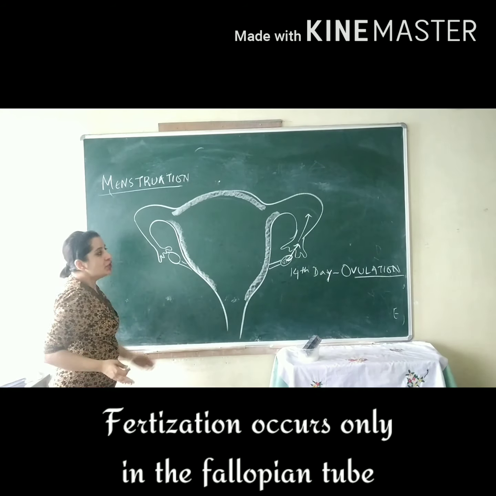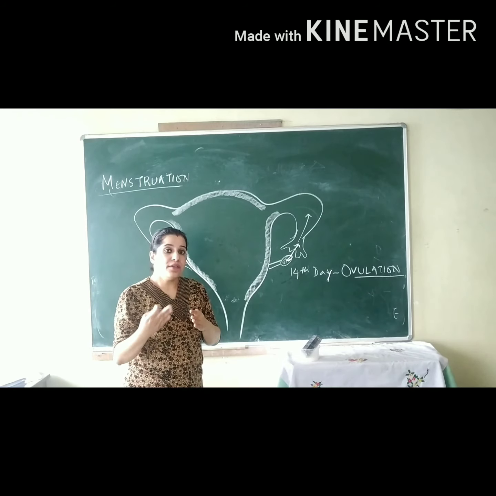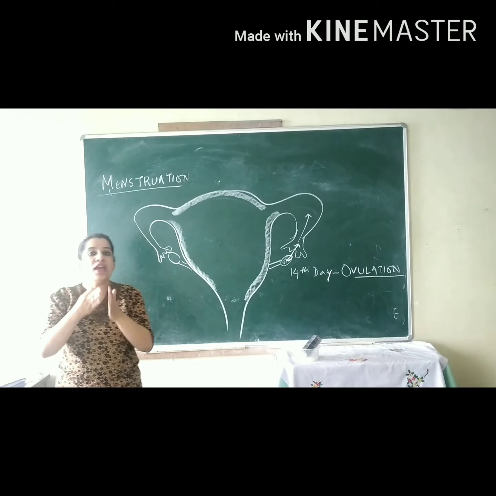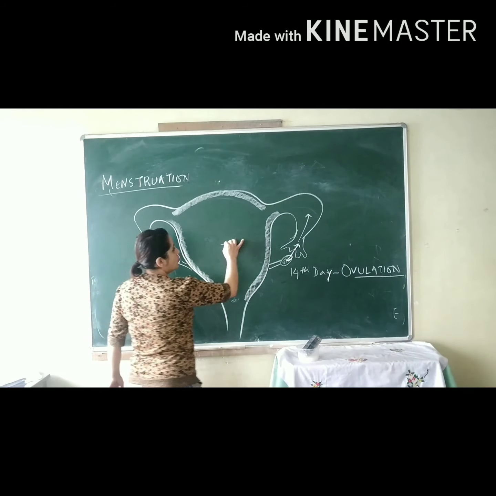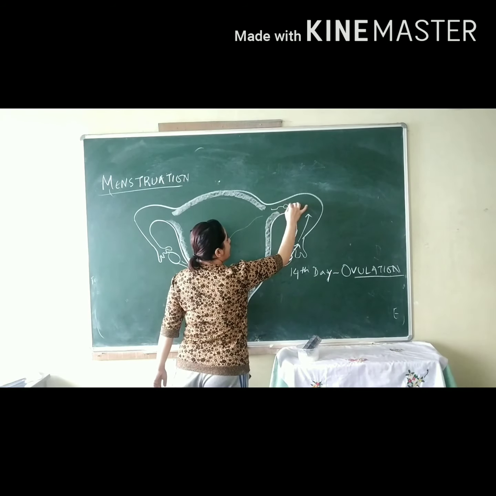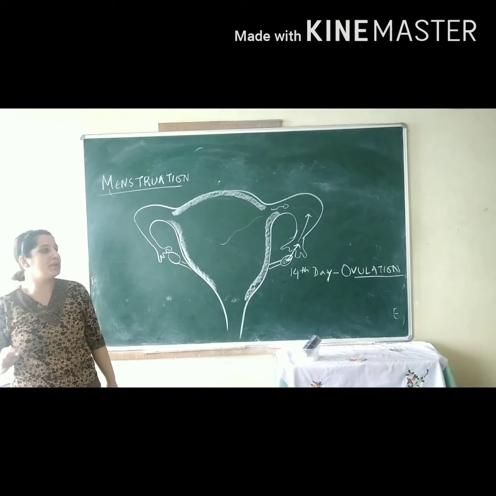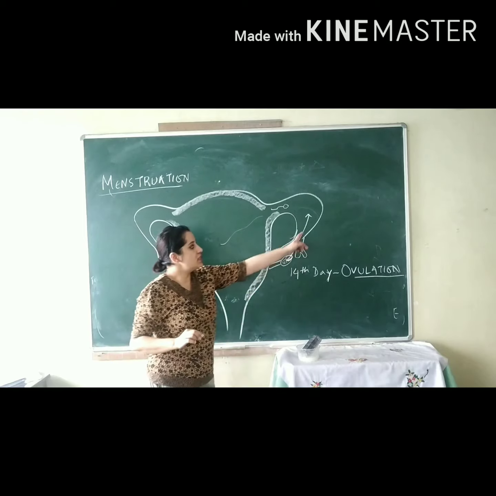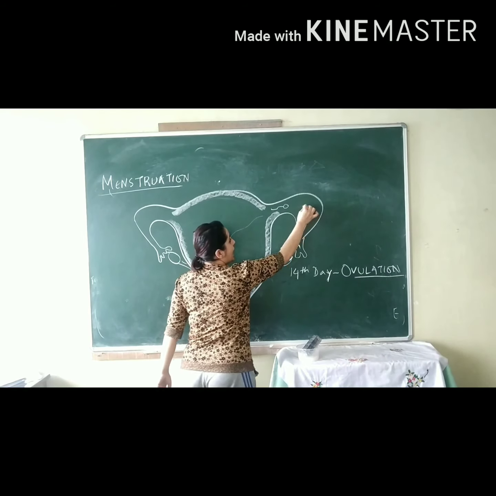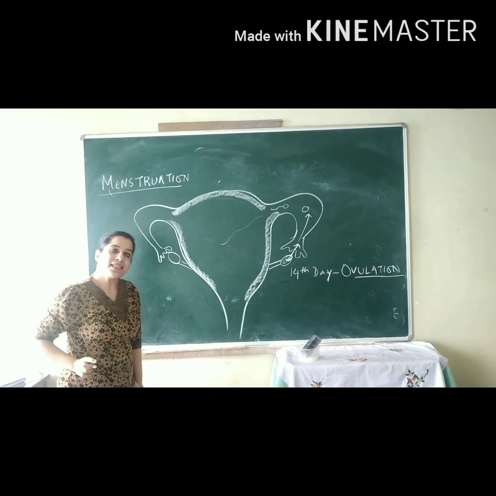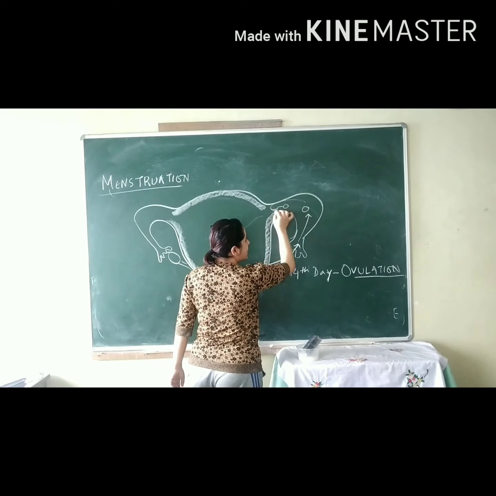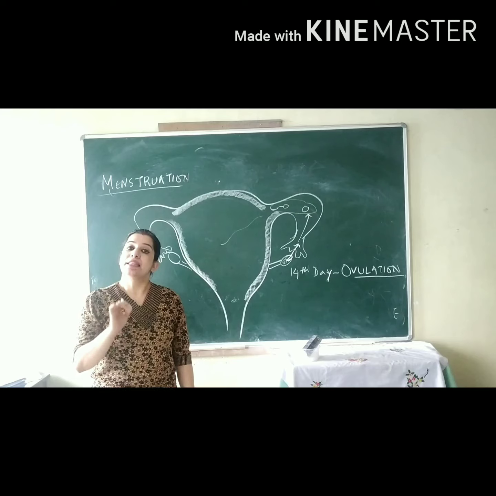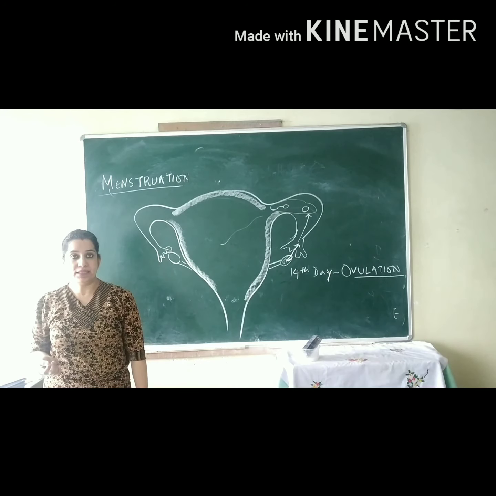Okay, so now during this time, if there is mating between a boy and a girl, and suppose a sperm released by the male reproductive system reaches the fallopian tube. So what is there in the fallopian tube here? Egg. What is also there? Sperm. So what takes place? Fertilization of the sperm and the egg takes place.